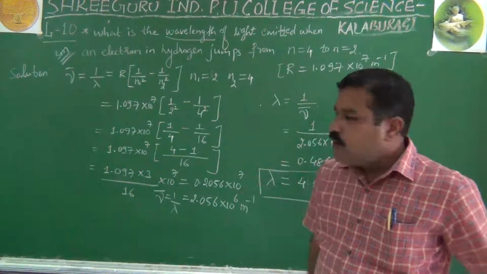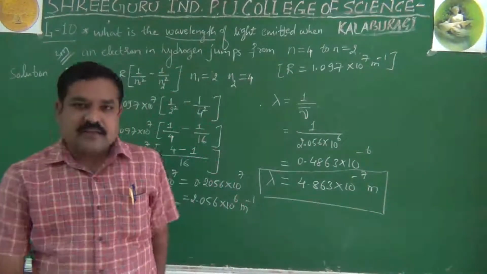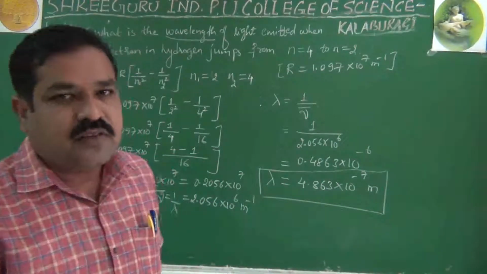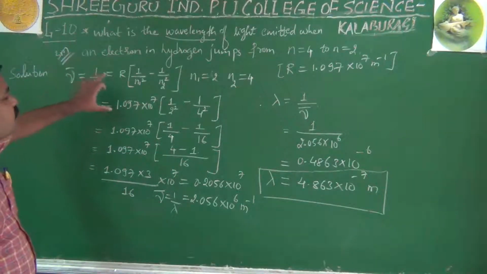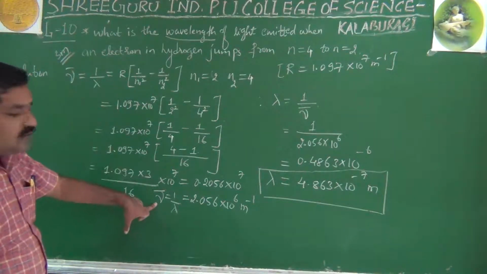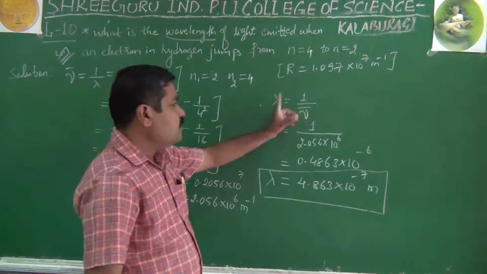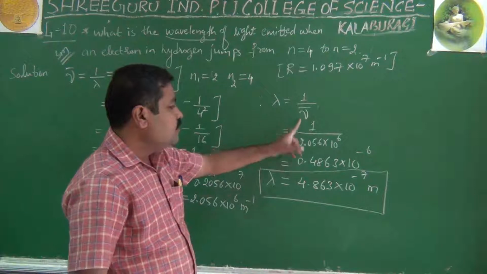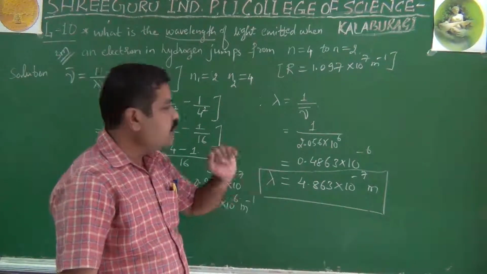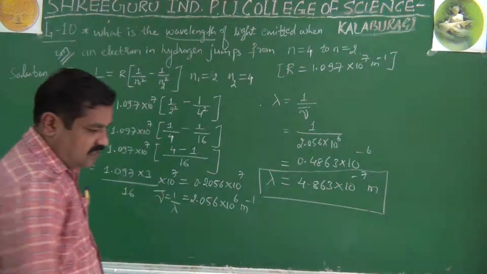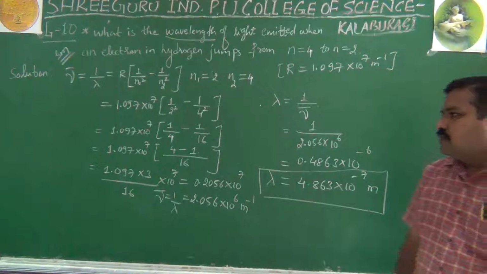So let us move on to the next numerical. That type only I will solve here, right? See, once again, this is wavelength. If they ask you, first you calculate wave number as usual, and then take the reciprocal of that wave number, you will get the wavelength. Okay, right. I think now you have understood this problem and you have taken down this one.